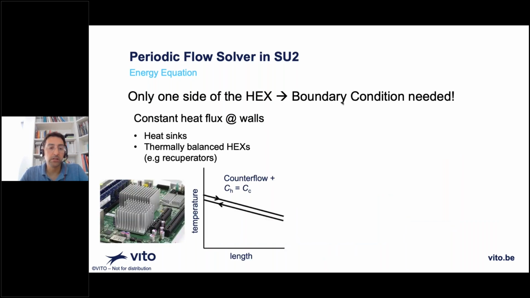This boundary condition is representative of heat transfer devices like heat sinks or thermally balanced heat exchangers, namely heat exchangers where the two streams have practically the same heat capacity rate, and then the temperature difference between the two fluids tends to remain constant along the heat exchanger channel.